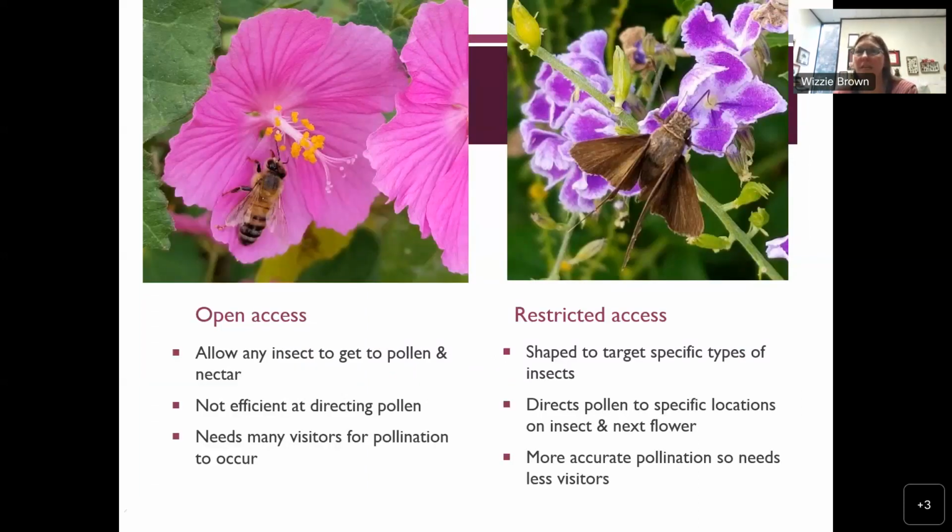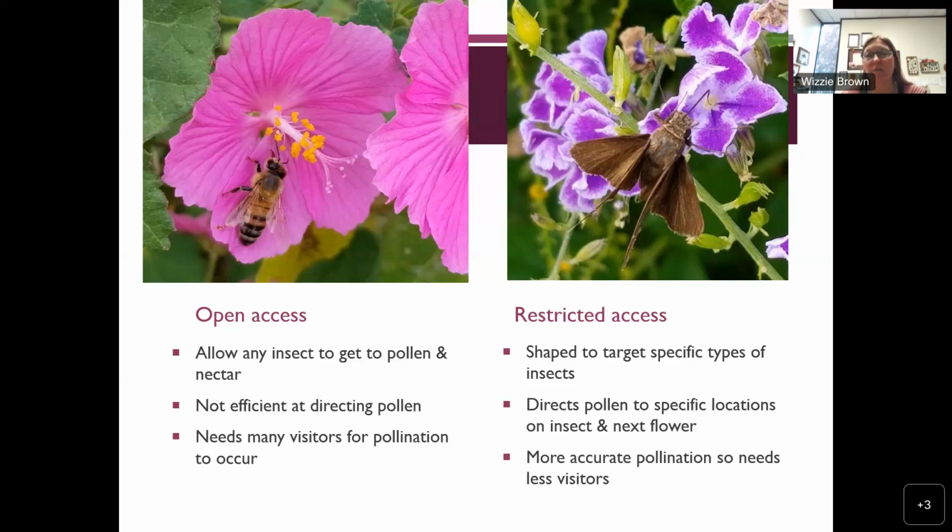So the first thing that you need to think about when you are planting things in the landscape is flower shape. And so this is really going to play into what types of insects have access to that pollen and nectar. So if we look on the left-hand side, that shows you an open access flower. They're also known as ray-shaped flowers a lot of times. And essentially those are large, very open, and it's going to allow any insect to get in there and access the pollen and nectar.